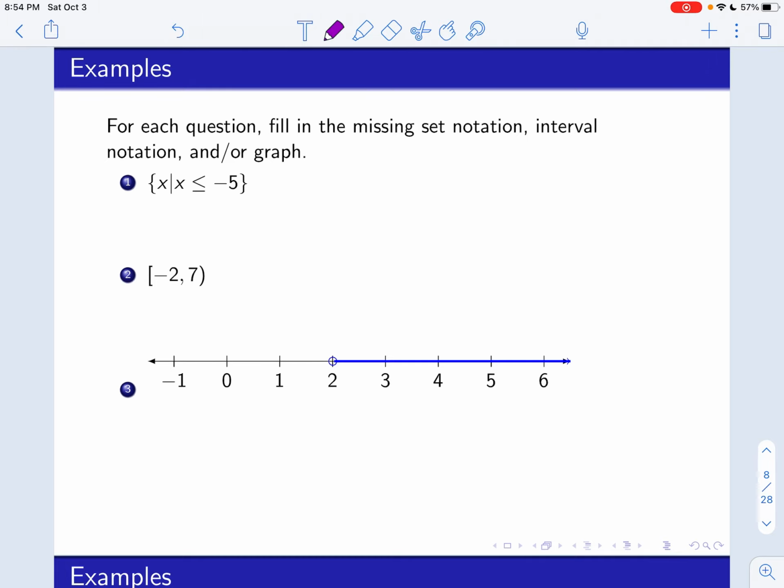So if I have, for example, the set of x such that x is less than or equal to negative 5, and I draw that on a number line, here goes my number line. I want to be sure that negative 5 is on here somewhere, and I want to be sure that I have a couple of numbers on both sides of negative 5 so I can tell which way my graph's going.